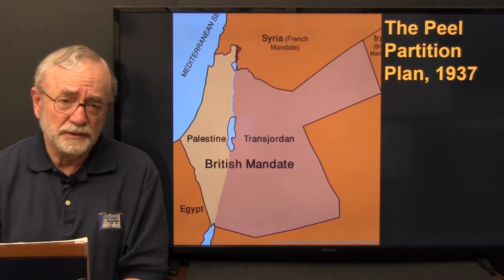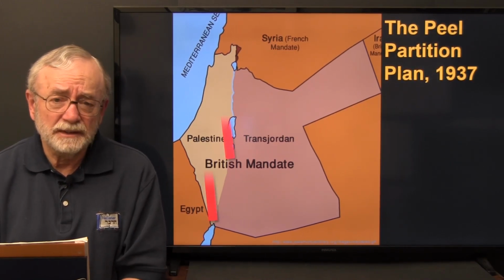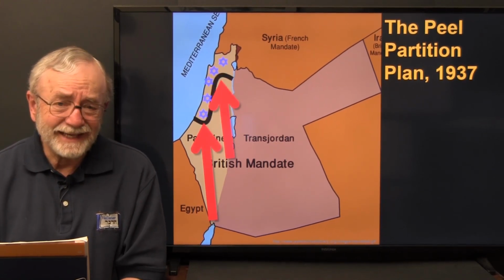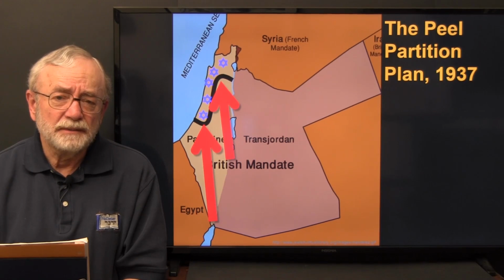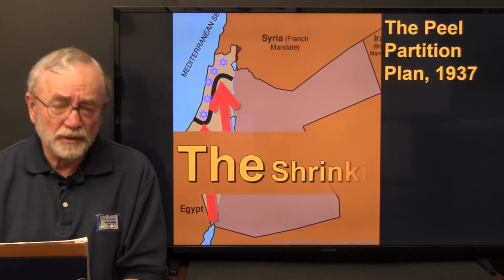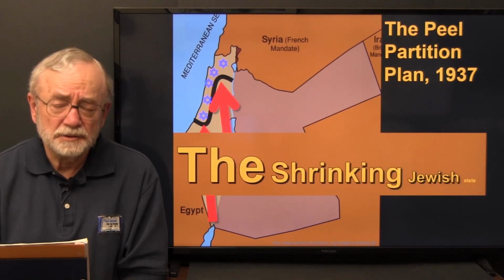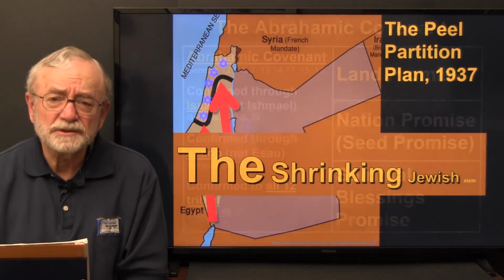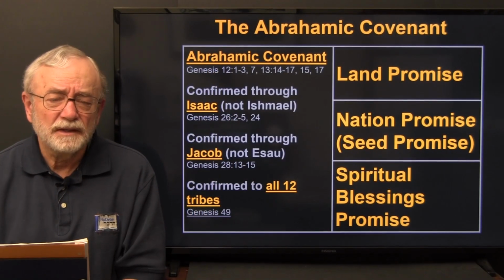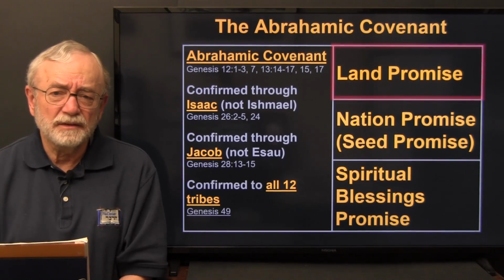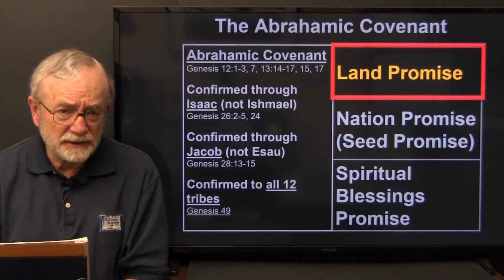Now the Peel Partition Plan comes along, and the Peel Partition Plan is very willing to divide Palestine up once again, the Jewish state being limited to the coastal plain and the Galilee. So what are we viewing here? Here we're witnessing the shrinking Jewish state. Now what exactly is going on here? Well, what's going on here is Satan's attempt to shrink the Jewish state out of existence, and this is an attack on the land promise of the Abrahamic covenant.